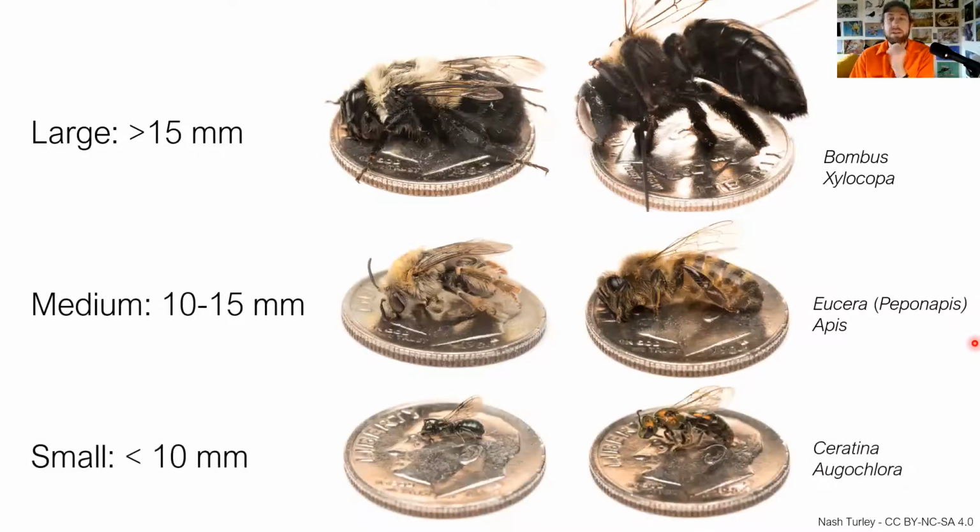And then small, some really tiny ones out there. This is an Agapostemon, or green sweat bee. They're about 8 millimeters. And then this is a Ceratina, or a small carpenter bee. Actually, some of the smallest ones and some of the largest ones are relatively closely related. They're both carpenter bees, but we have the big carpenter bees and the small carpenter bees. These small Ceratina are super abundant, and if you're not familiar with them, you might never think they were a bee.